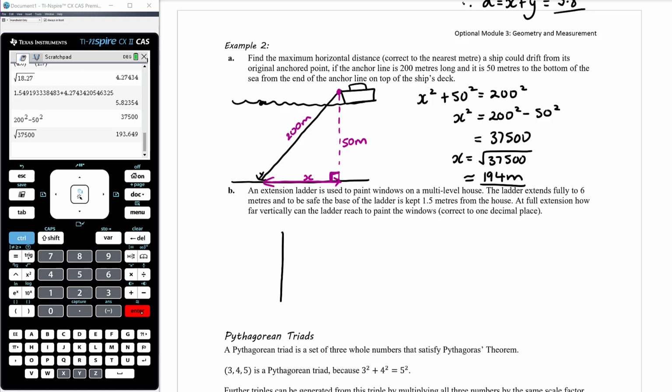Okay, so we've got our house and we've got the ground. We assume the house was well built and it's a vertical house. We've got a ladder. Okay.